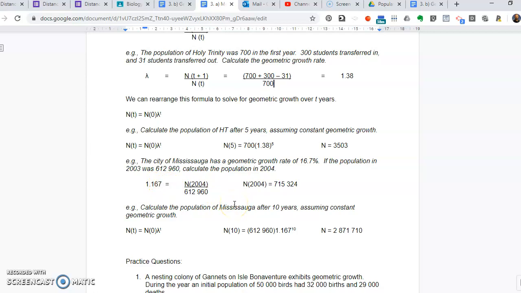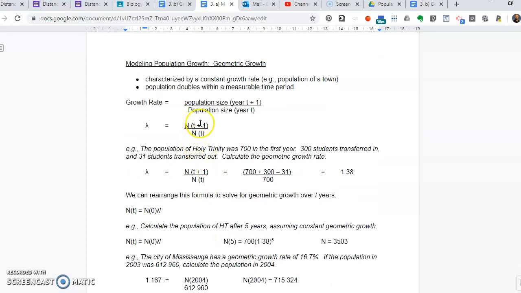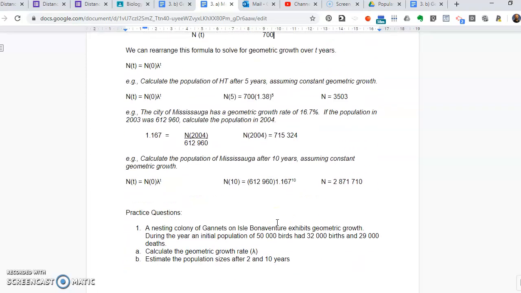We know what the population size is, and now this is the next year, so you use that initial formula to calculate it out. You get a population of 715,324. That's using this formula right here. Now, let's say we want to know the population after 10 years, assuming it continues to grow at 16.7%. That's where we use the second formula. So 1.167 to the power of 10, because t is 10, and the initial population was 612,960. You multiply that out, and that's your answer.